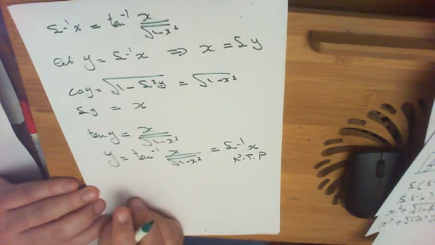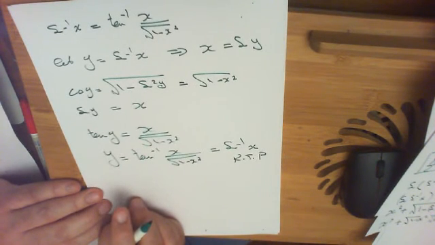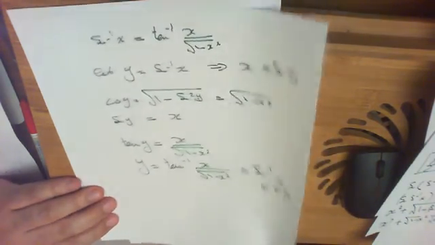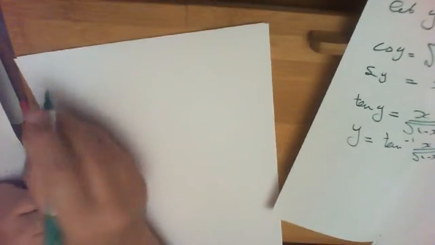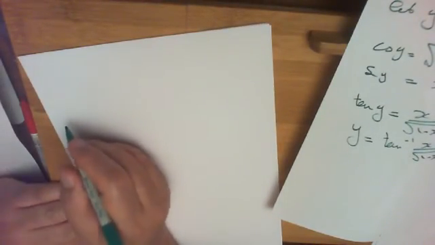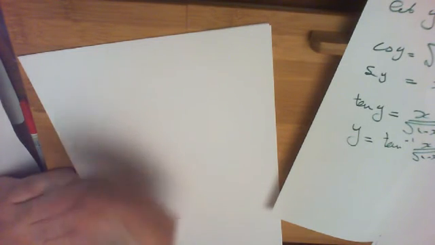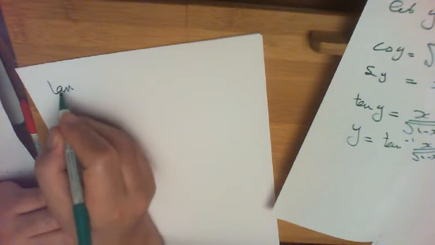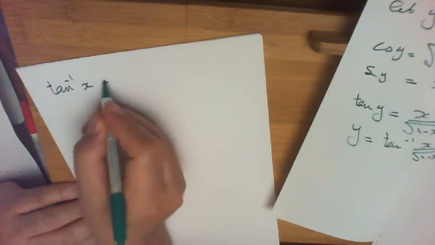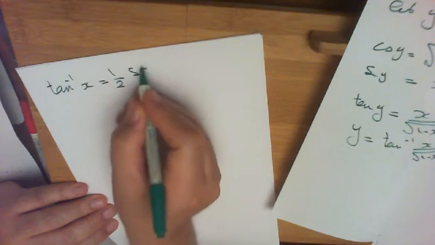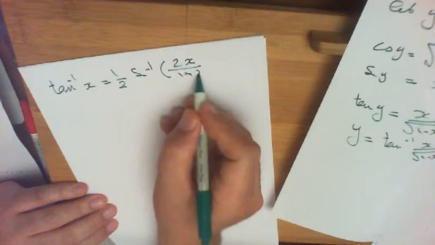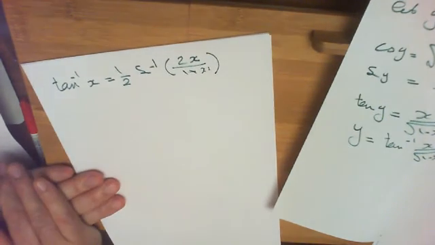Okay. I solve one other problem and I leave one problem as an exercise for you. This will be the last one, inshallah. He asks us to prove that tan minus 1 x equals half sine minus 1 of 2x over 1 plus x squared. Okay, no problem.